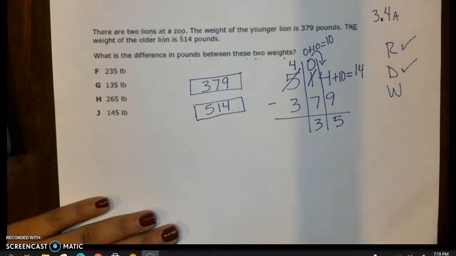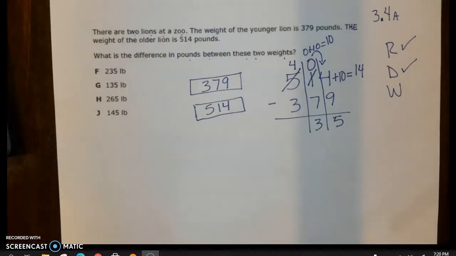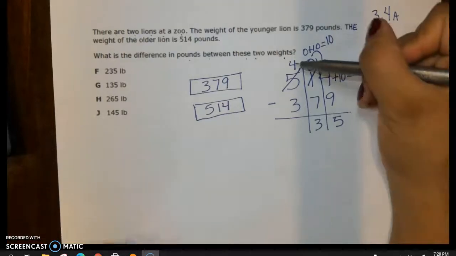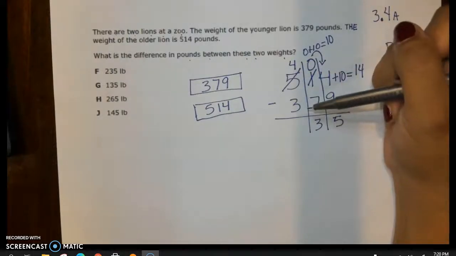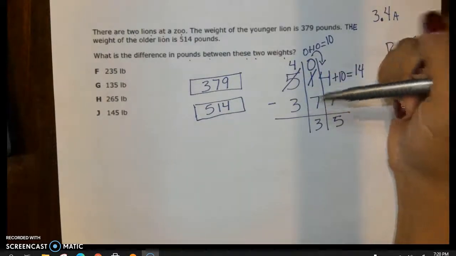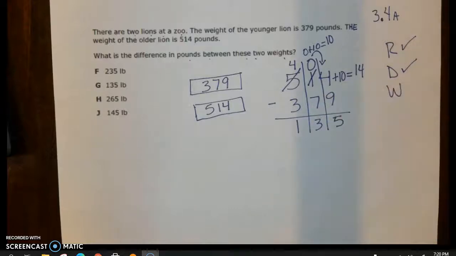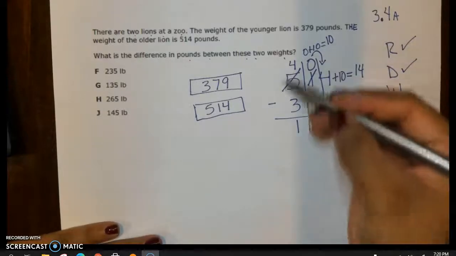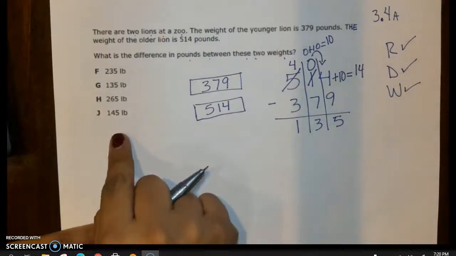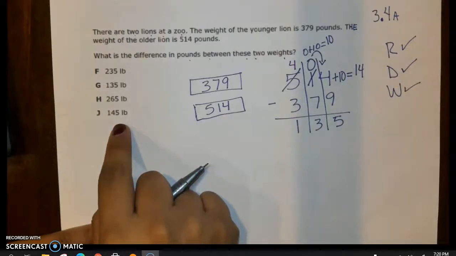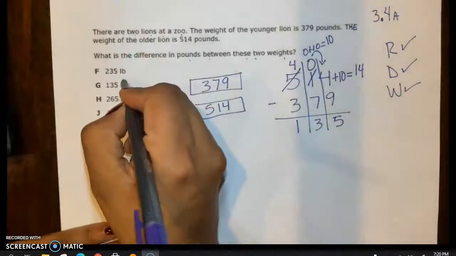3. You are correct. Now let's go to our final place value, which is the hundreds. I have 4 hundreds, and I'm going to subtract 3 hundreds. How many hundreds does that leave me with? You are correct, 1 hundred. So now that I've written my equation as well as worked it out, I know that the difference between these two lions is 135.